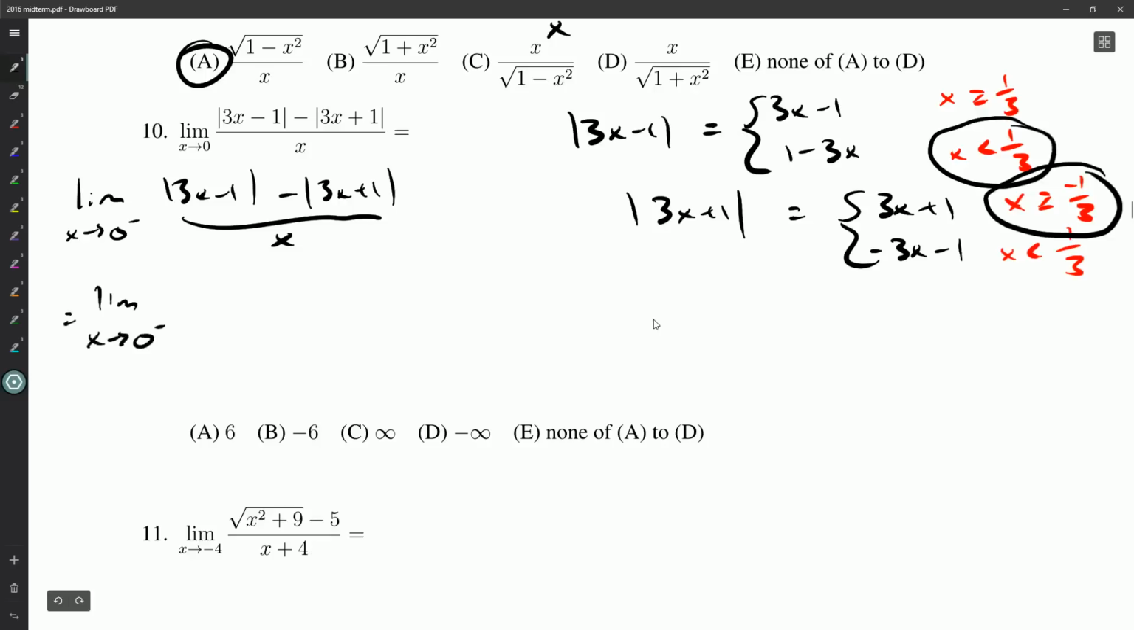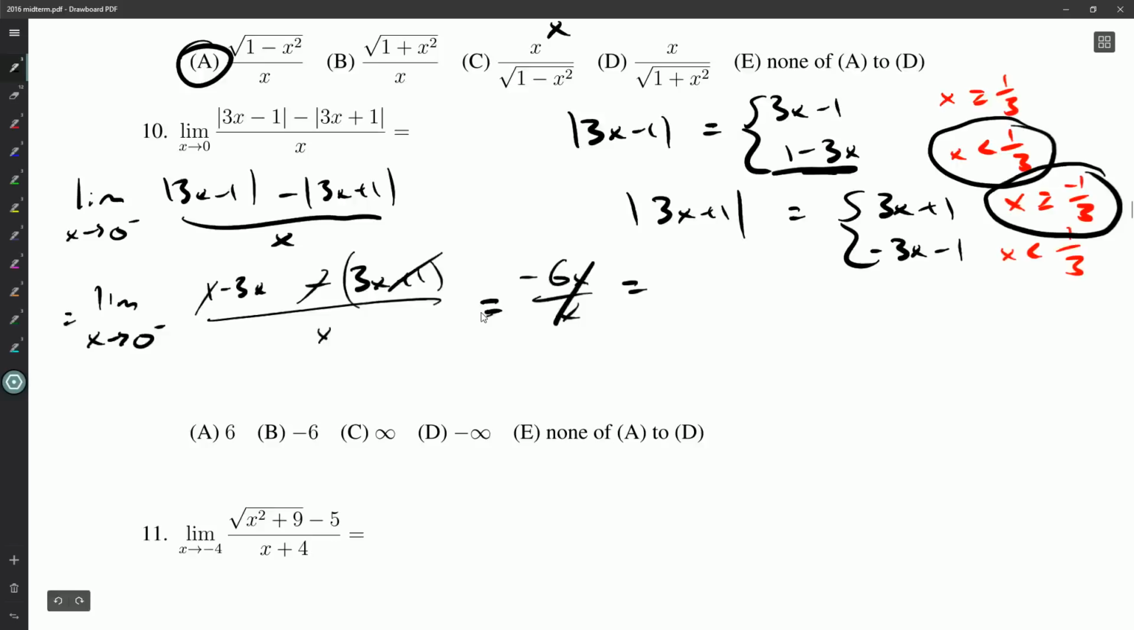So 3x minus 1 turns into 1 minus 3x. 3x plus 1 turns into 3x plus 1. Doesn't change at all. All right, and then 1 minus 1, well, those guys will cancel out. Minus 3x minus another 3x will be minus 6x over x, or negative 6. Now, what happens if we approach 0 from the other side? If we also get negative 6, then good, B will be the answer. If not, then we'll probably have to say none of A to D.